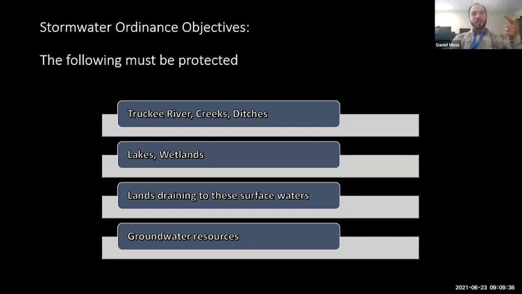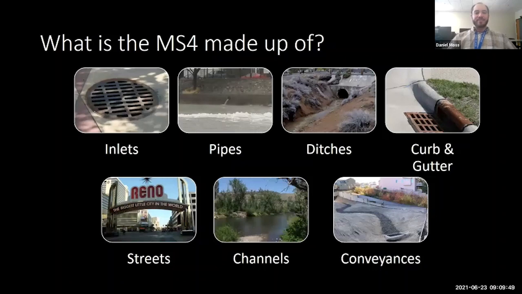Again, we have rivers, creeks, and ditches that need to be protected, lakes, wetlands, lands draining to these surface waters, and groundwater resources. So again, this is just the basic slide showing all the aspects of the MS4, the municipal separate storm sewer system. We have inlets, pipes, ditches, curbs and gutters, streets, channels, conveyances. And it's important to just think about all of those curb and gutter and streets. They're creeks, essentially.